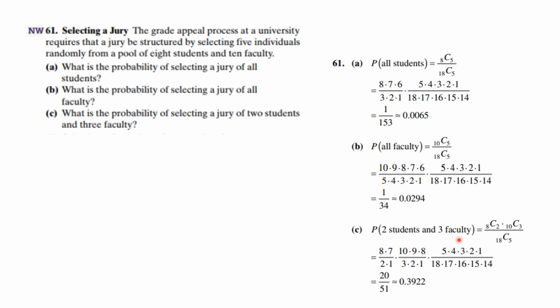Well, first you have to choose the 2 students, so 8 choose 2, times the faculty, 10 choose 3. You multiply those by the multiplication property that we have, and you divide that by how many different ways you can do this. And so you see there's a pretty good chance, it's not unusual, for this to be the balance that happens.